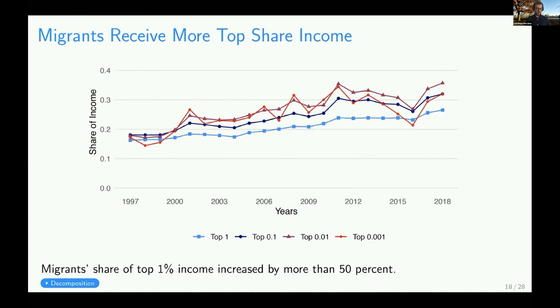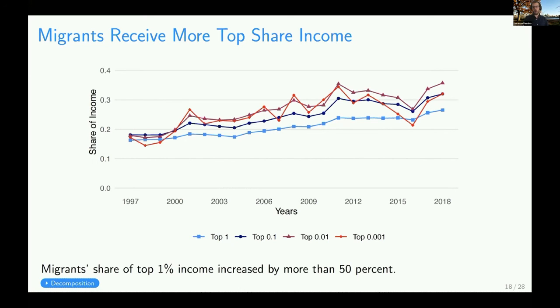Now, this was the picture in a cross section. Here we show the trend over the two decades for which we obtained access to the data. Since 1997 to 2008, migrants obtain an increasing share of the top income. In particular, the migrants' share of top income has increased by more than 50%.